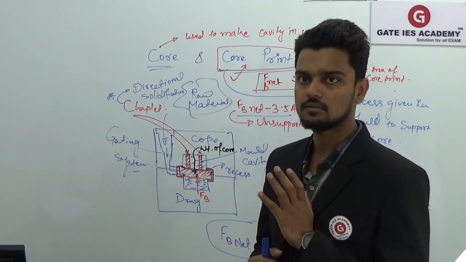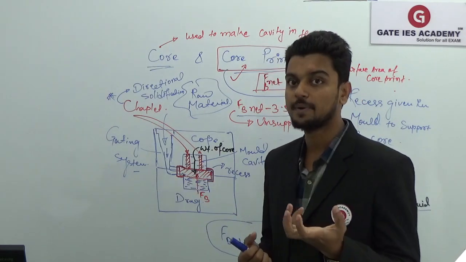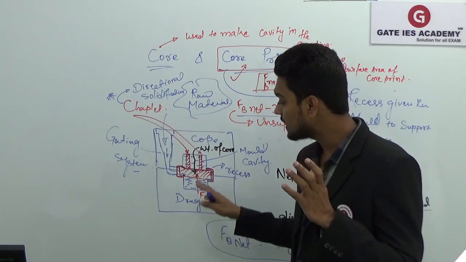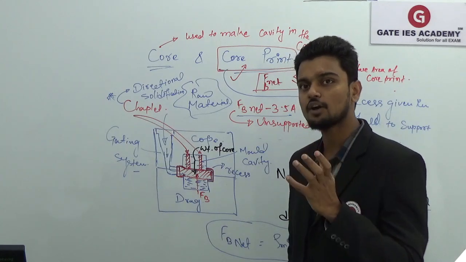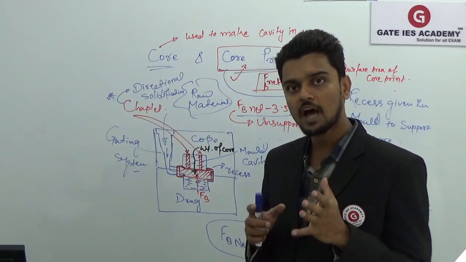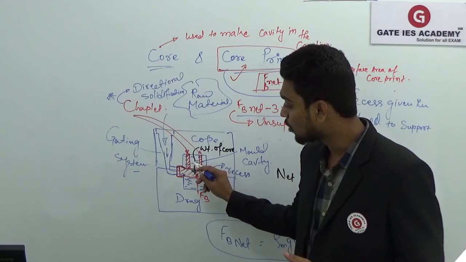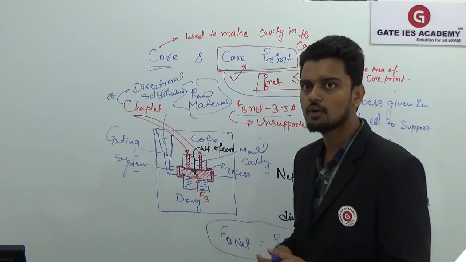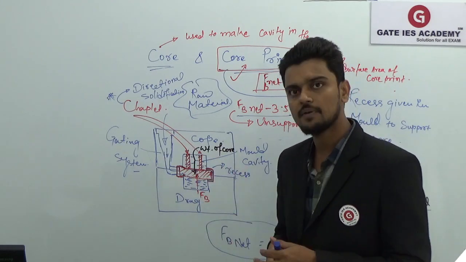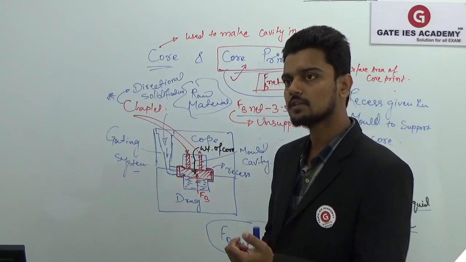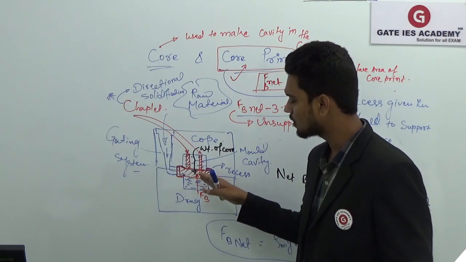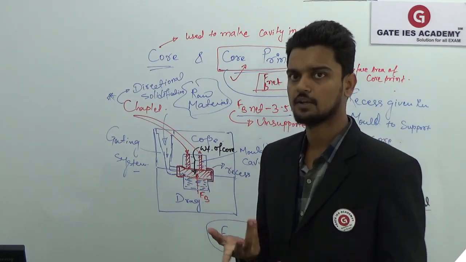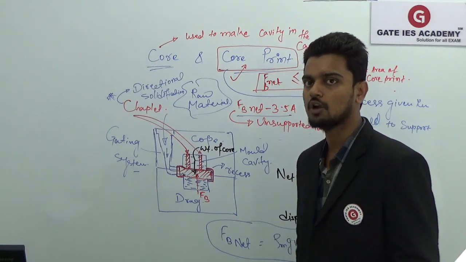Collapsibility does not mean the ability to break the core. Collapsibility means the ability of the core material to allow contraction in the molten metal during solidification. Once it allows that, we will have a casting free from defect. Otherwise, if the core does not allow the contraction in the molten metal, we will have a hot tear, a crack in the casting during solidification.